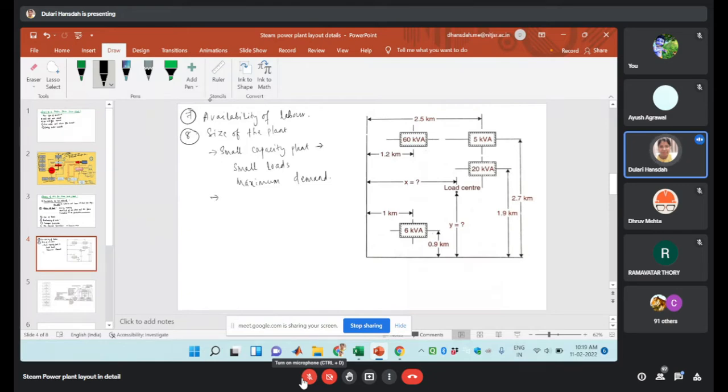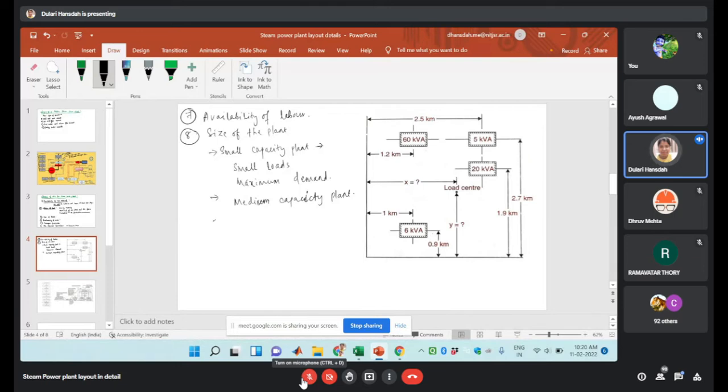Then we are having the medium capacity plant. Medium capacity plants usually will have more than two units of equipment. Here the requirement is your maximum demand as well as the large electrical generation or large capacity of units. So that is your medium capacity plant.